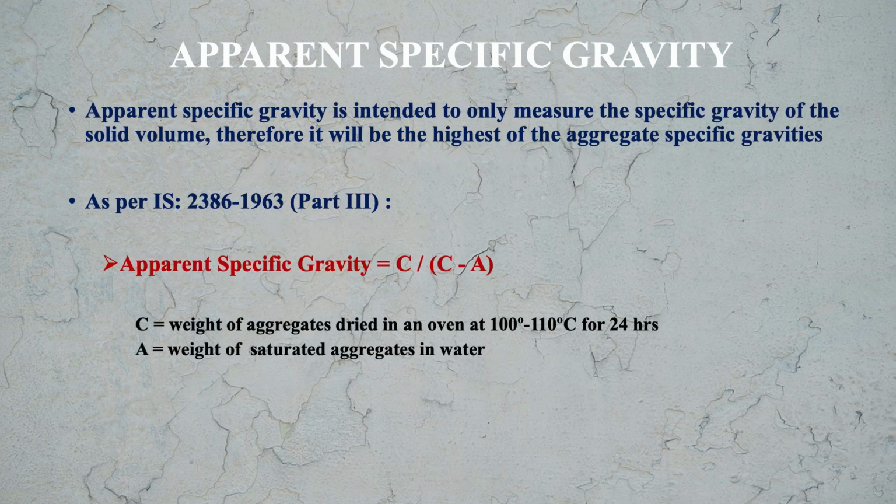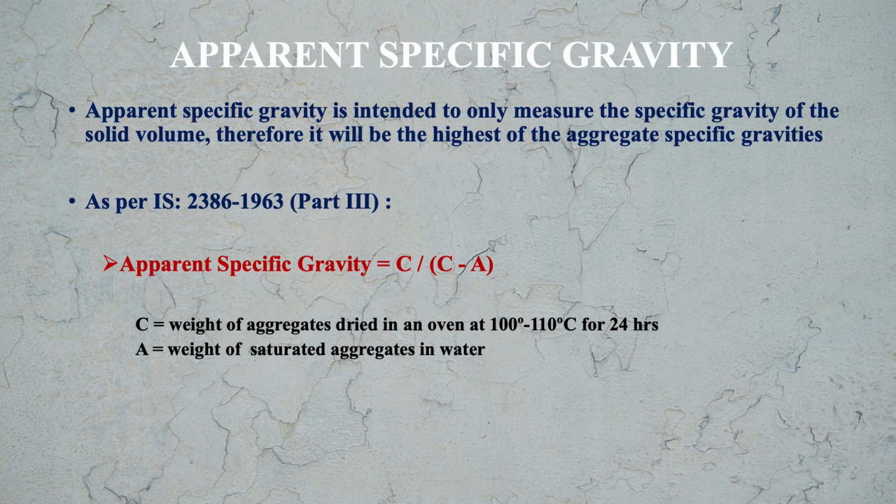Now apparent specific gravity is intended to only measure the specific gravity of the solid volume. Therefore it will be the highest of the aggregate specific gravities. If you compare the apparent specific gravity and the bulk specific gravity, or the specific gravity basically, then apparent specific gravity will be higher, because here we are only measuring the specific gravity of the solid volume. That way it will be highest.